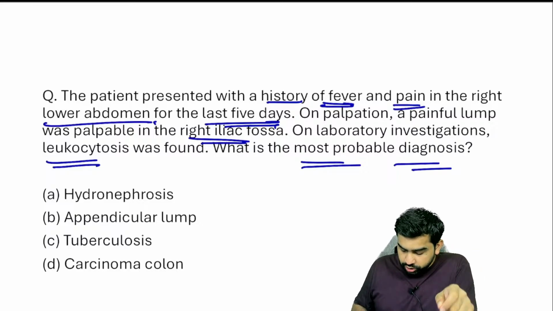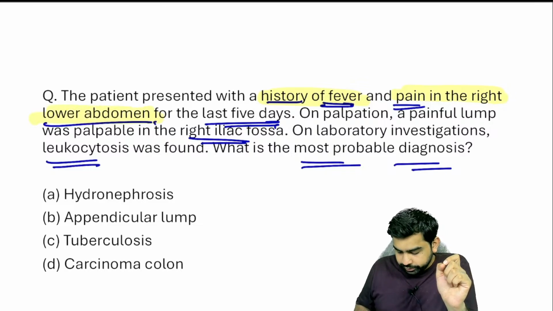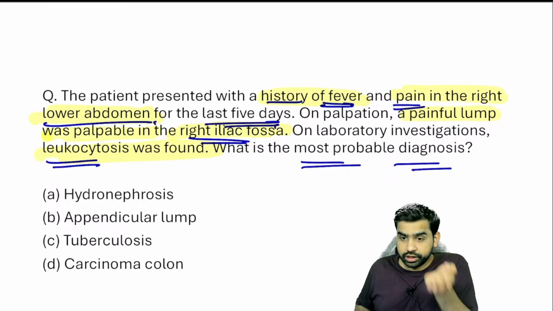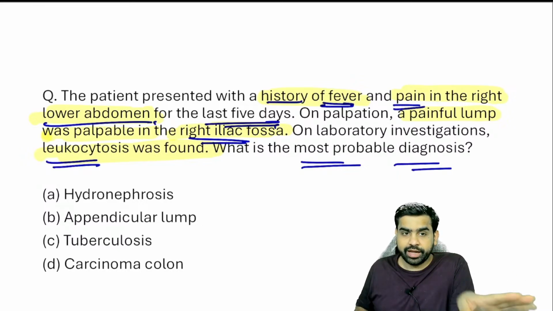Okay, so the patient came with a history of fever and pain in the right lower abdomen for the last 5 days. On palpation, there is a lump palpable in the right iliac fossa. On investigation, there is leukocytosis, that is, the TLC count is elevated. What is the most probable diagnosis of this particular patient?